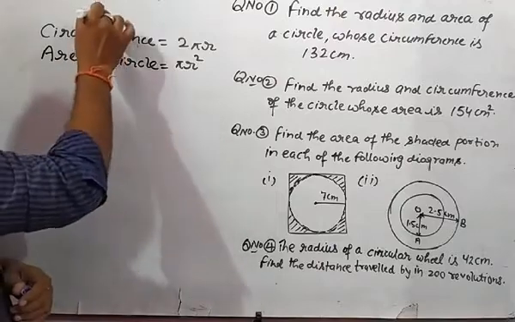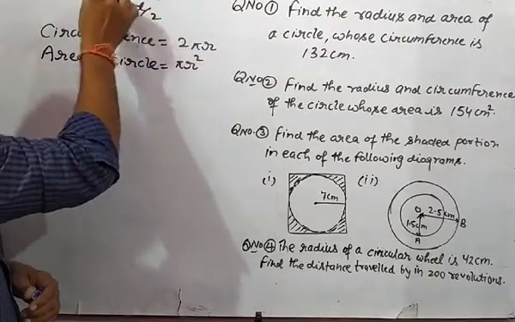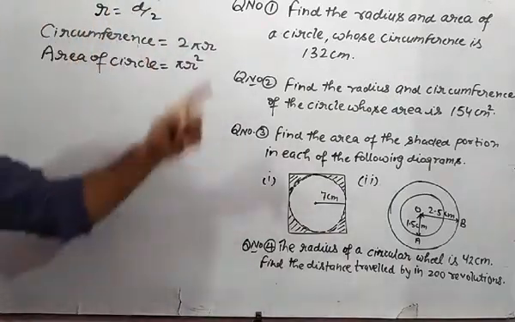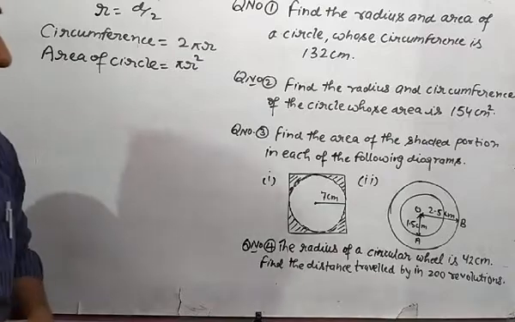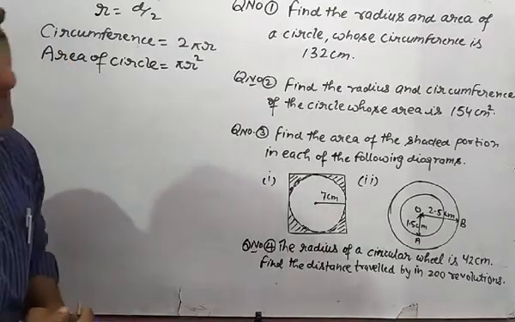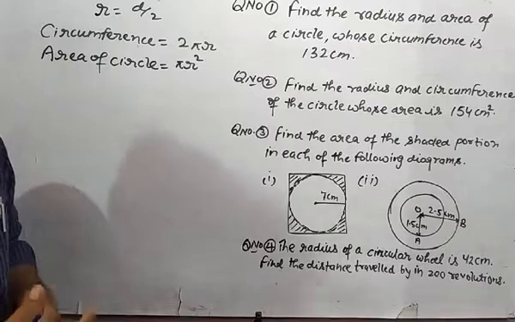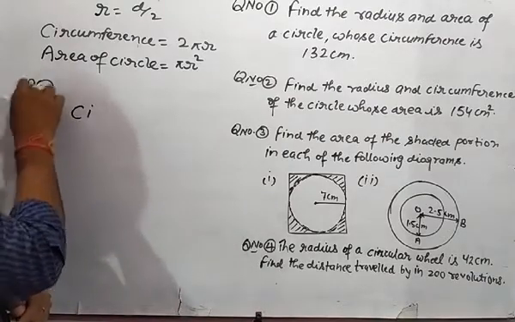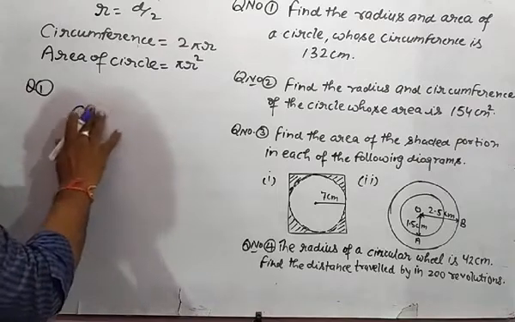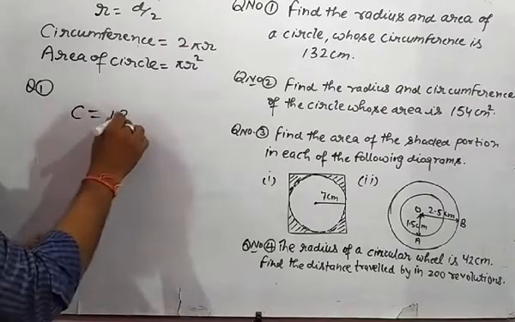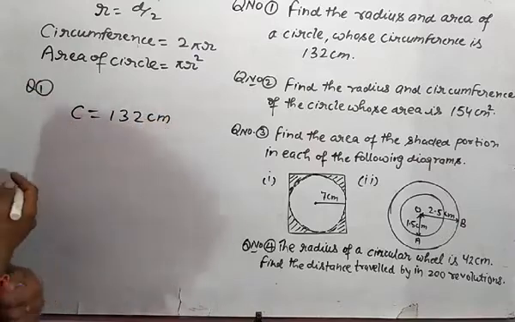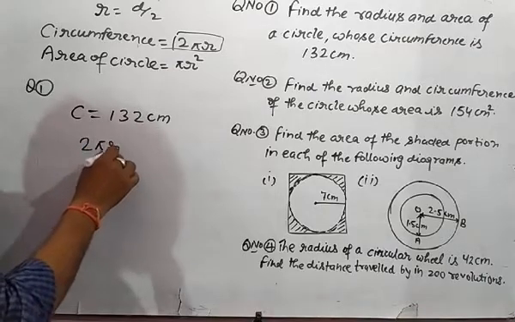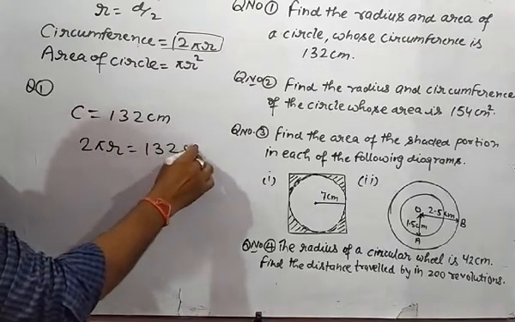Now we all know radius is equal to diameter upon 2, or diameter is equal to 2 into radius. So now the first question: find the radius and the area of the circle whose circumference is given. Whatever quantity is given, we have to use that. Circumference C is given, 132 centimeter. Circumference of the circle means 2 pi r. So we will write 2 pi r is equal to 132 centimeter.